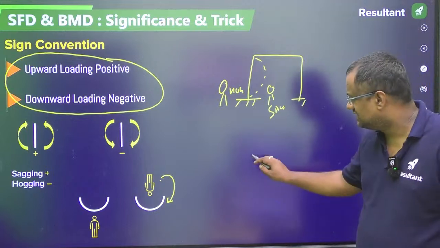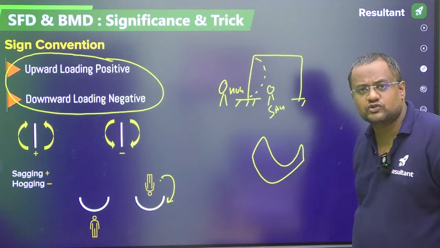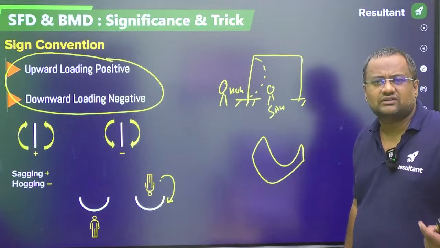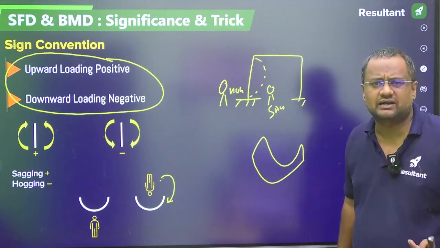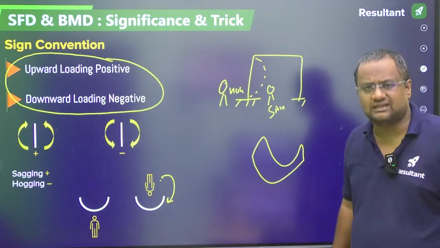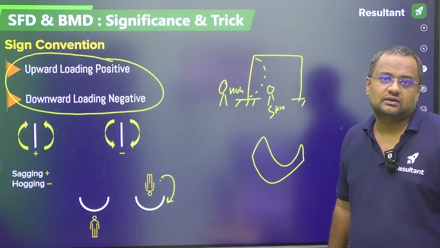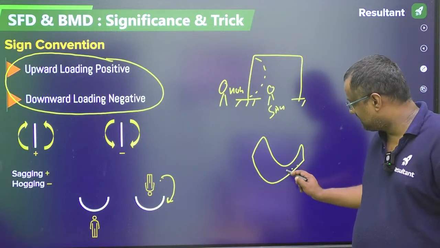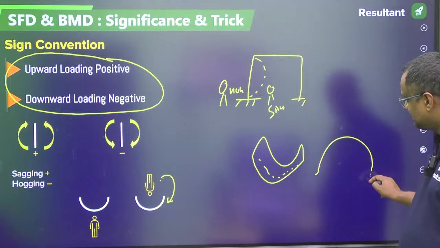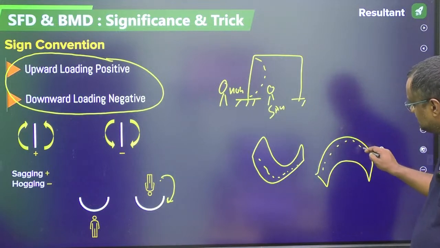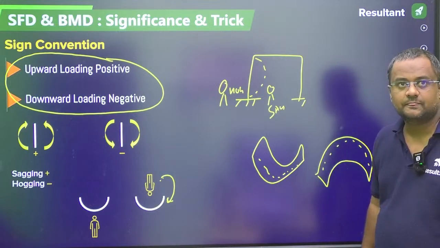For a civil engineer, it is more important where to put reinforcement. Since concrete, not only concrete, guys, any brittle material, whether it is concrete or cast iron, is weak in tension. So where the tension is coming, there we have to put the reinforcement. So sagging and hogging has nothing to do with it. The actual thing is where to put the reinforcement.